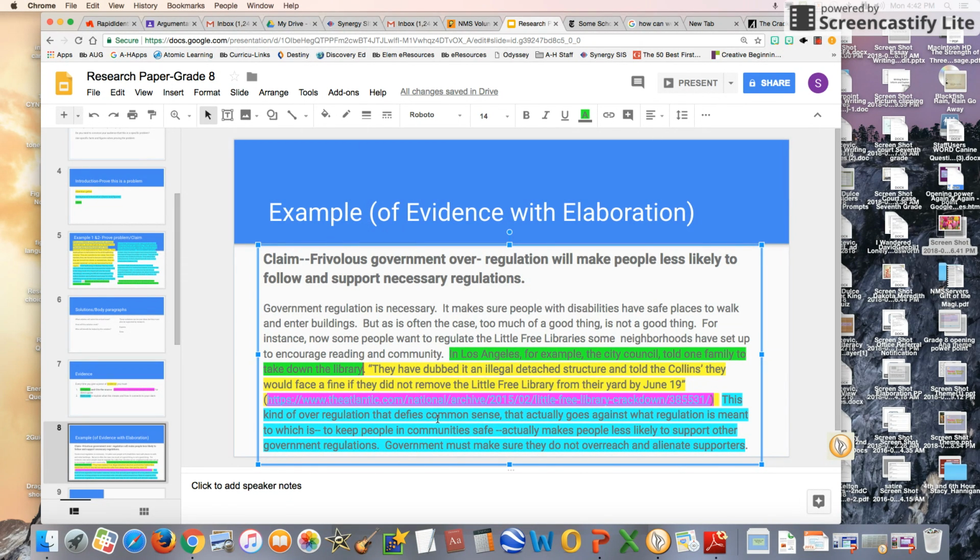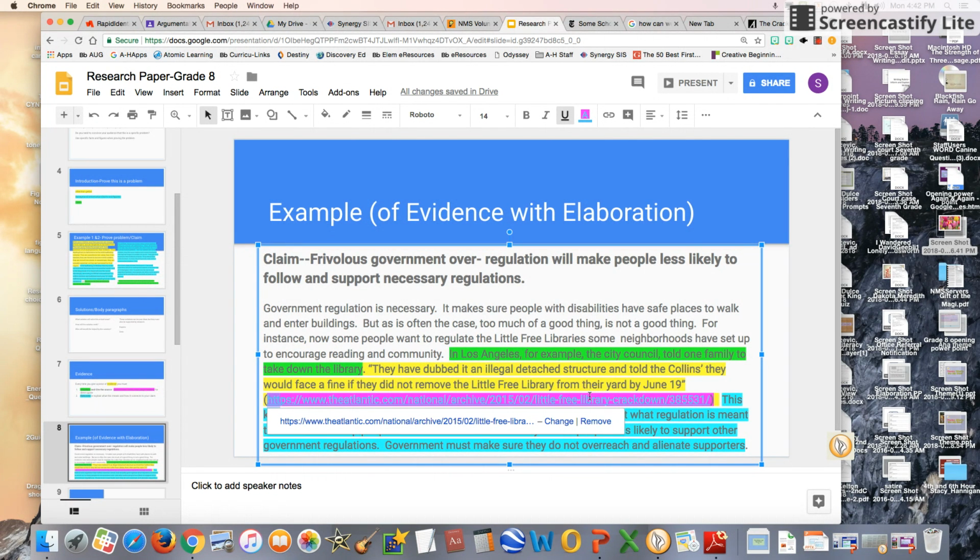Okay, now I have to go over and I have to cite this source. Okay, many of you are doing this. Okay, you're actually linking the source to the paper. Well, someday maybe that's what you'll be doing, but not today. So we are not going to do that. Okay, what you're going to do instead is you're going to cite the source, not link the source.